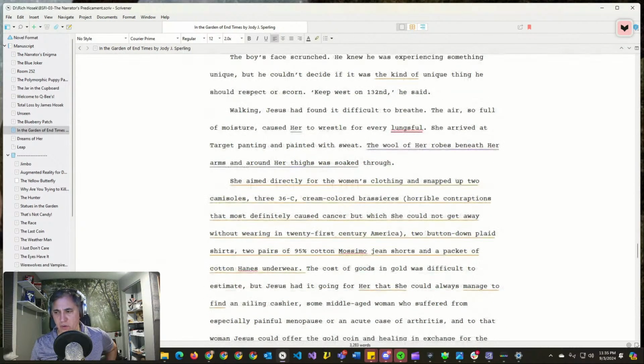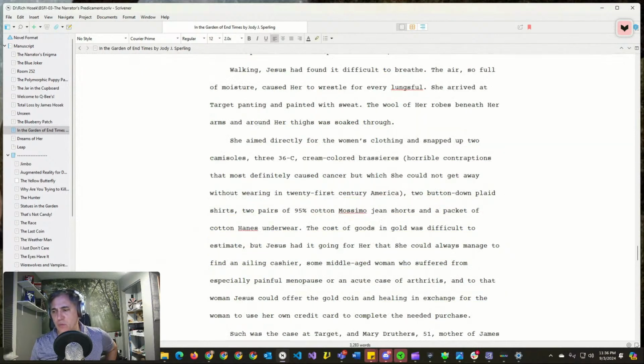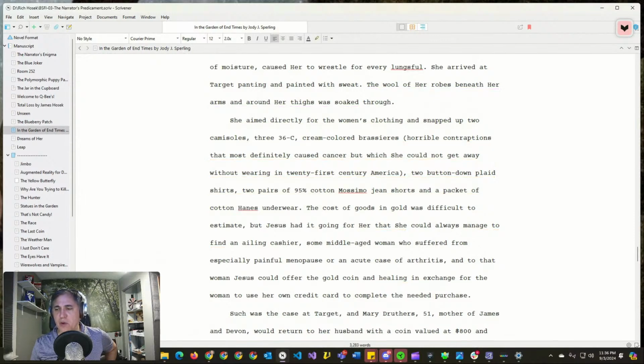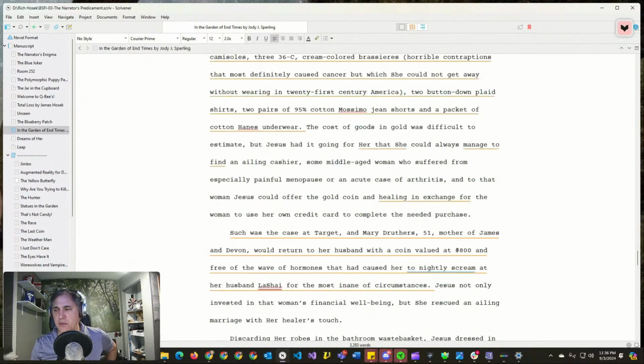The cost of goods in gold was difficult to estimate, but Jesus had it going for her that she could always manage to find an ailing cashier, some middle-aged woman who suffered from especially painful menopause or an acute case of arthritis. And to that woman, Jesus could offer the gold coin and healing in exchange for the woman to use her own credit card to complete the needed transaction, the needed purchase. See, I wanted to say transaction, but it said purchase, but my brain saw transaction.